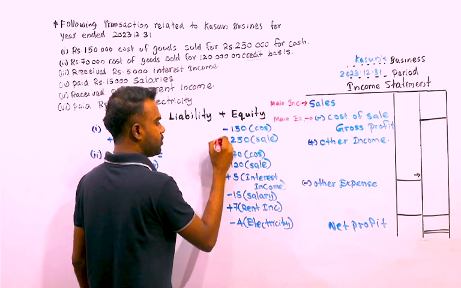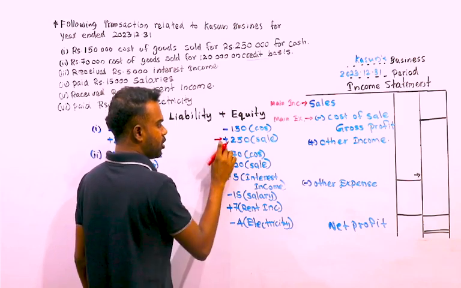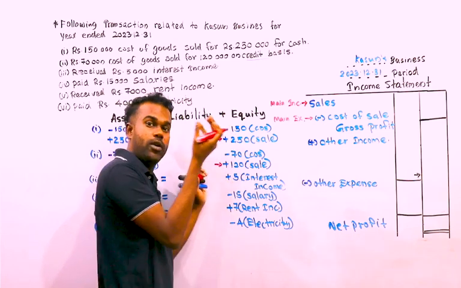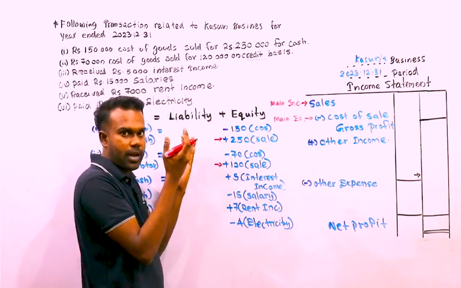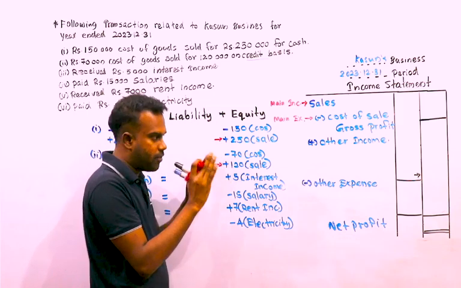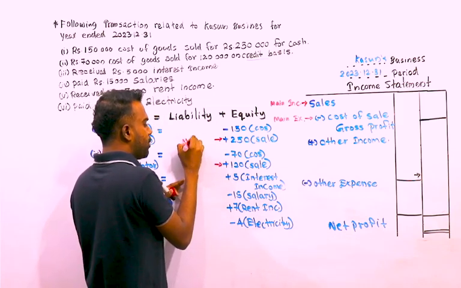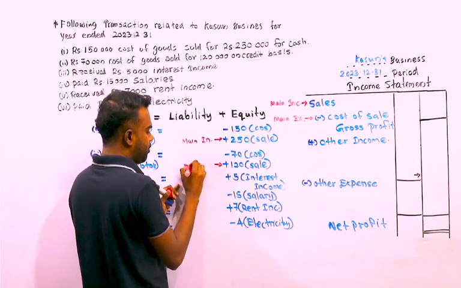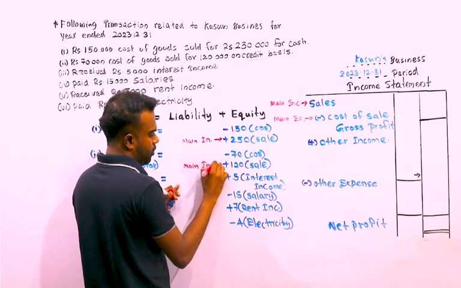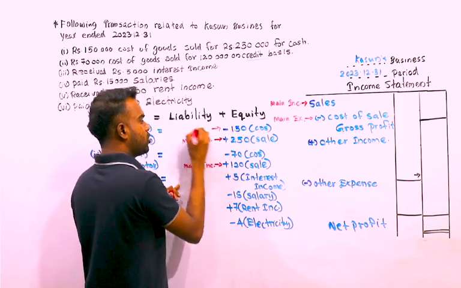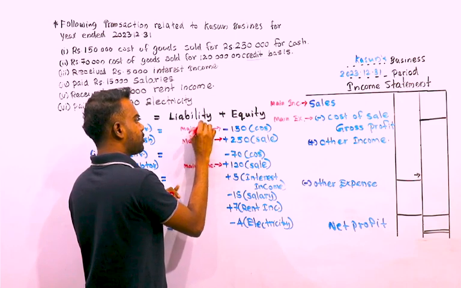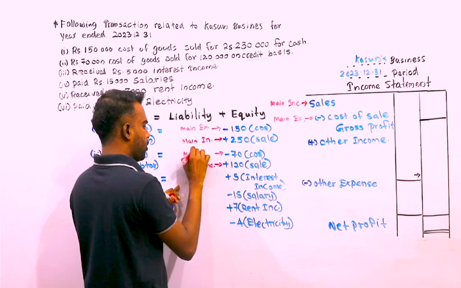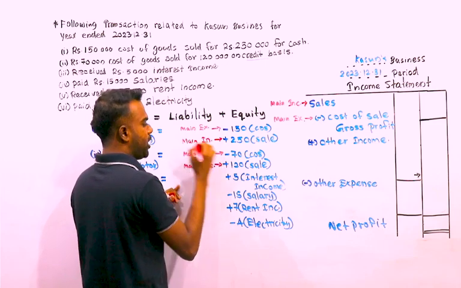These are the main incomes, 250 and 100. Very easy to understand. If you have written just profit, it will be confusing, right? This is the easiest method to prepare the income statement. Please write down main income. These two are main income. Cost of sales is main expense. This one is also main expense. Clear?